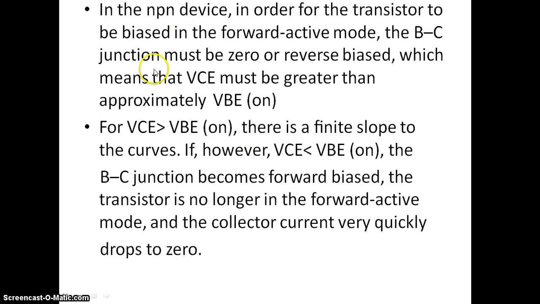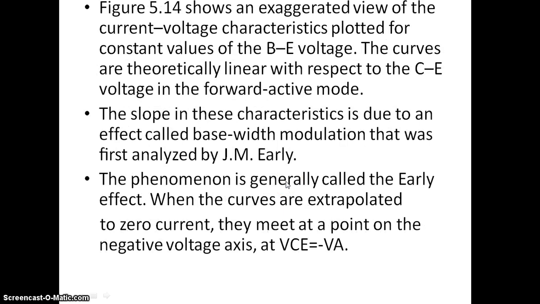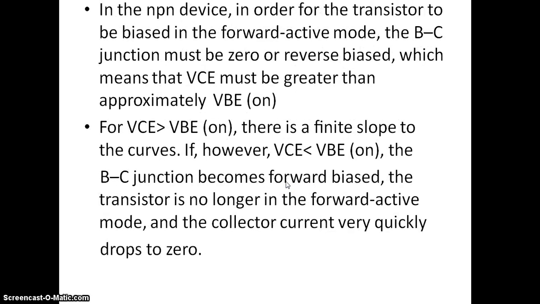If however VCE is less than VBE on, the BC junction becomes forward biased. So what happened? Previously the base collector junction was reverse biased. Now if VCE is less than VBE on, the BC junction becomes forward biased, and the transistor is no longer in the forward active mode. So the transistor will not operate in the active mode, and the collector current very quickly drops to 0. That is what has been shown in the graph.